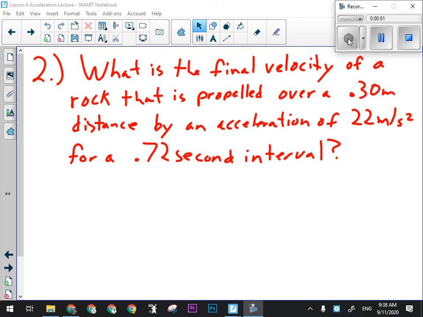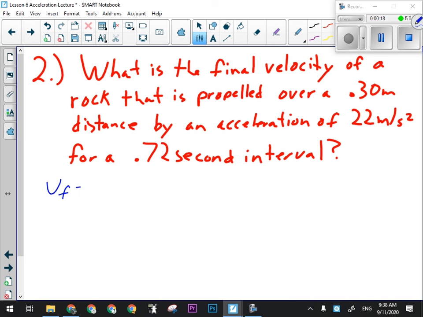So, like I said, we were working on acceleration yesterday. Now we want to look at some problems that have to do with picking the right formula. You're not being told ahead of time what formula to use for this question, so we've got to figure out first off what we're looking for and what we're given.